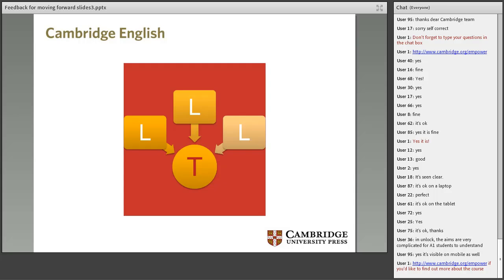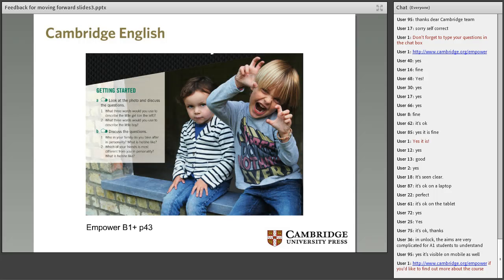So let's just have a look at some ways that teachers can get feedback from learners. So here's an activity. This is from the beginning of the unit. I don't think you can read it this time. That's not very clear, but it doesn't matter actually.